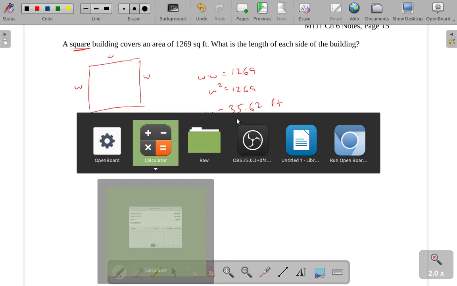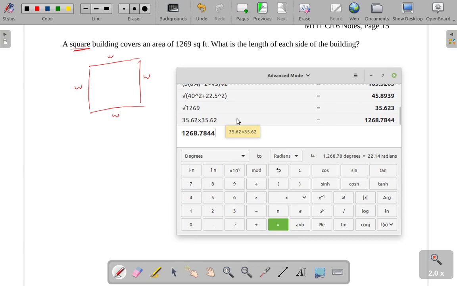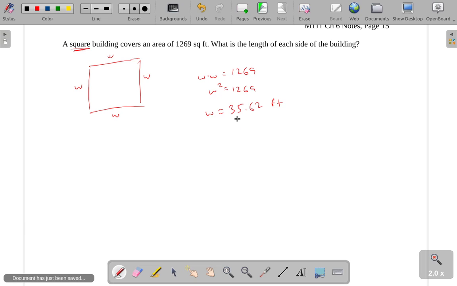You can double check your work here if you feel uncomfortable with that. 35.62 times 35.62, and you can see we get close to 1269. Of course, it's not exact because I rounded when I'm calling this 35.62. I am rounding there. But there we have it.